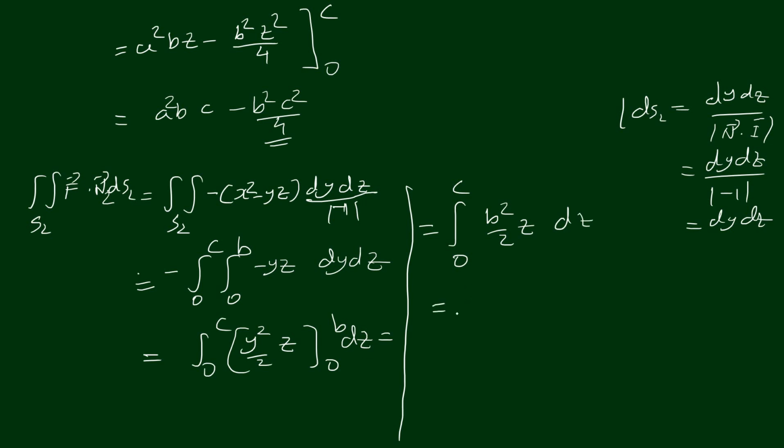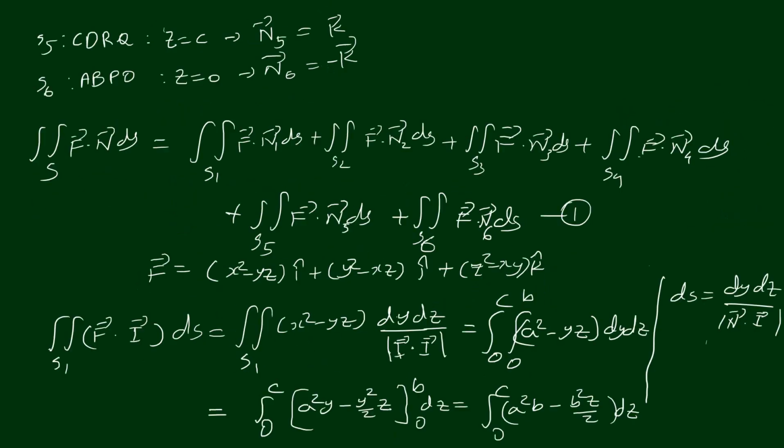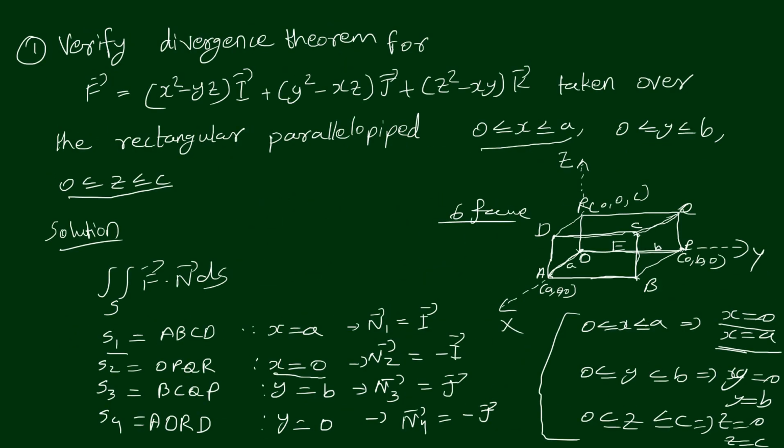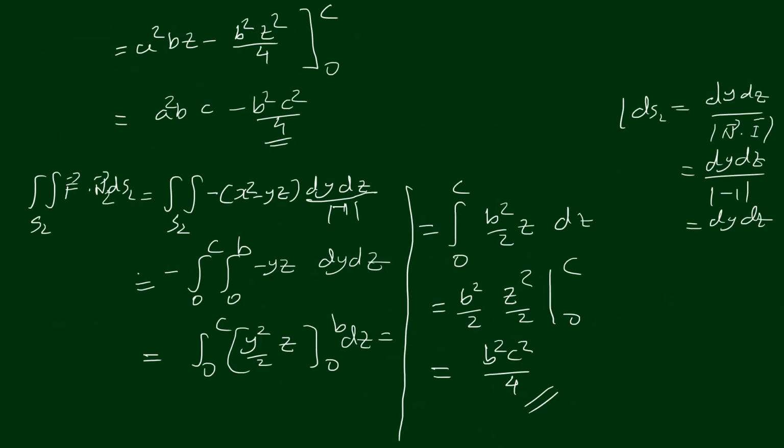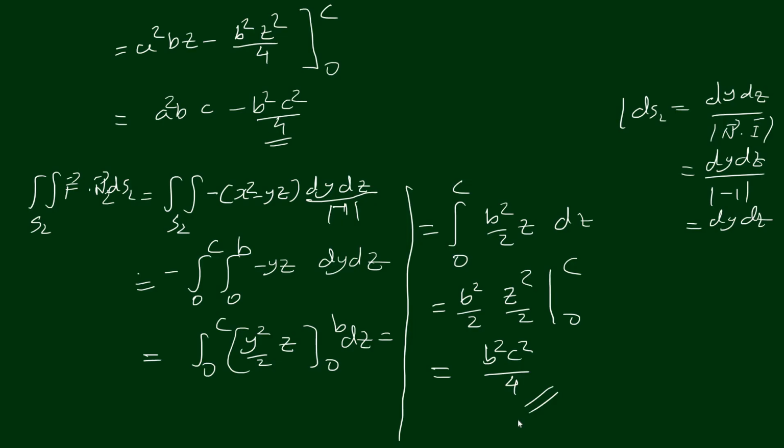Now integrate with respect to z. B square by 2 is a constant, so we have taken it outside. The integral of z is z square by 2 from the limit 0 to c. So put the limits. We will get b square c square by 2 into 2, which is 4. If we put the lower limit, it will become 0. Now this is the surface integral over surface S2. Similarly, you can find the surface integral over S3, S4, S5, S6. That will be analogous, and you will get the answer.